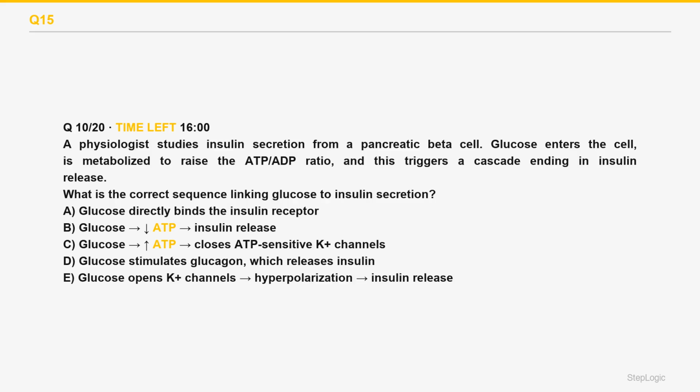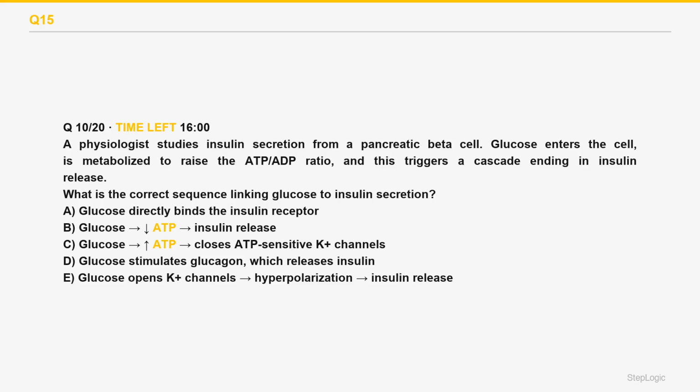What is the correct sequence linking glucose to insulin secretion? A physiologist studies insulin secretion from a pancreatic beta cell. Glucose enters the cell, is metabolized to raise the ATP-ADP ratio, and this triggers a cascade ending in insulin release. Read the question: sequence linking glucose to insulin.